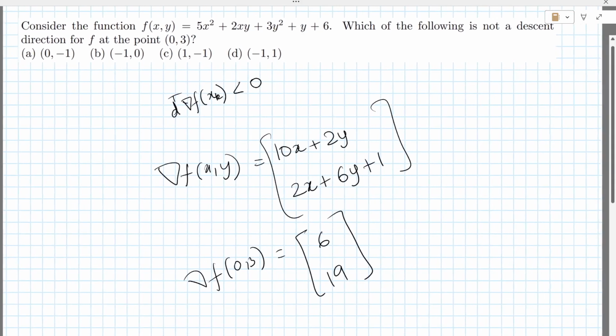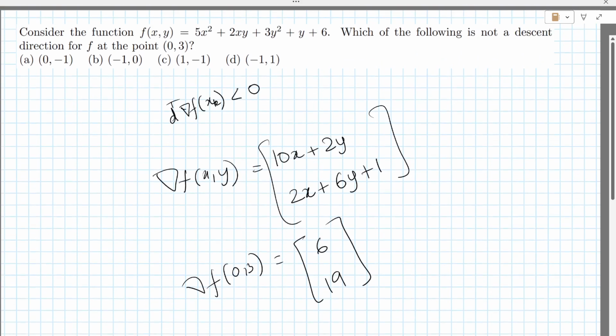So we just need to check the dot product of the gradient with each direction. The first term is negative, I guess. This is minus 6, minus 6, minus 13. Minus 6 plus 19 is 30. Last one. We are asked which is not a descent direction, so this is not a descent direction.